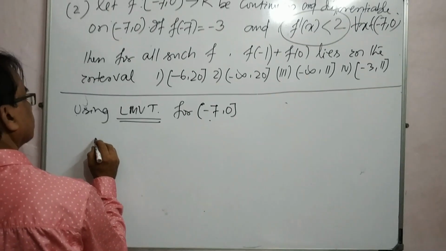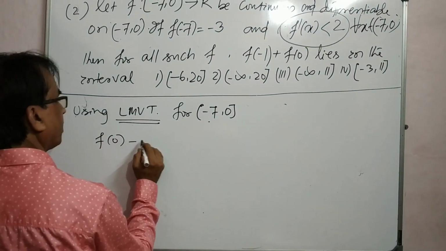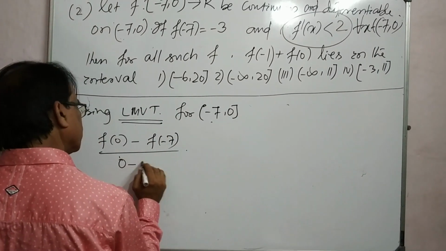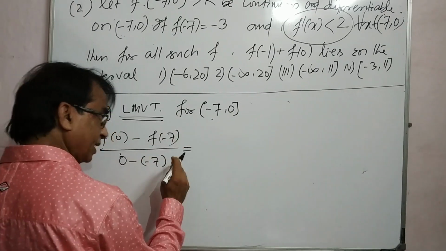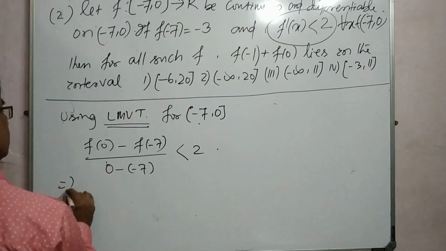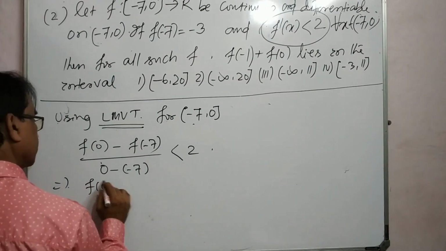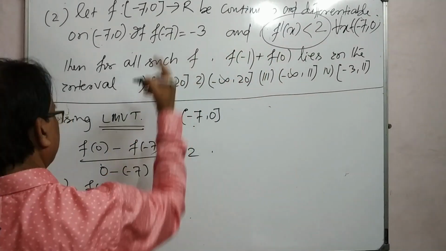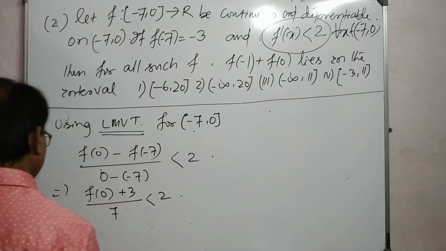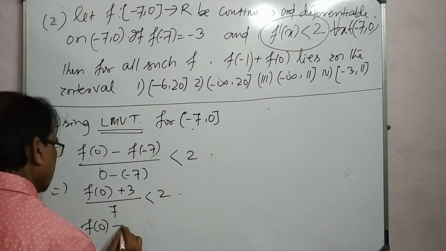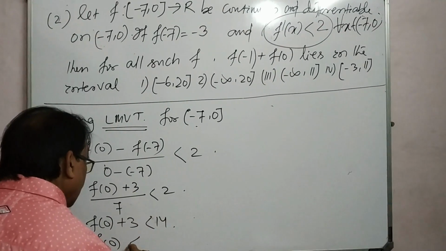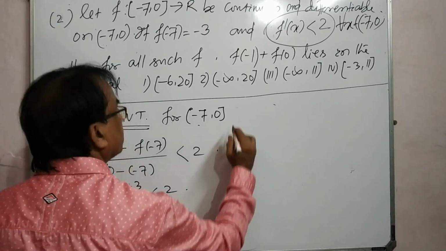Now (f(b) minus f(a)) by (b minus a), which is f dash x, and this f dash x is given to be less than 2. And what you find here, f of minus 7 is given as minus 3, so minus minus 3 is plus 3, and this is 7 and 2. Here we get f of 0 plus 3 is less than 14, and f of 0 is less than 11. Make it equation 1.